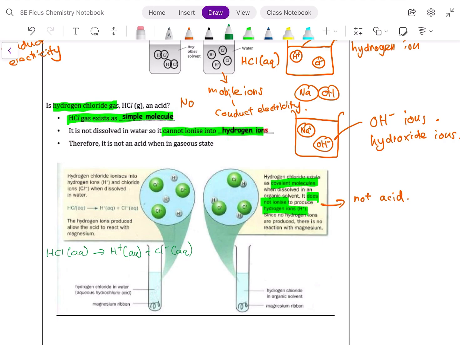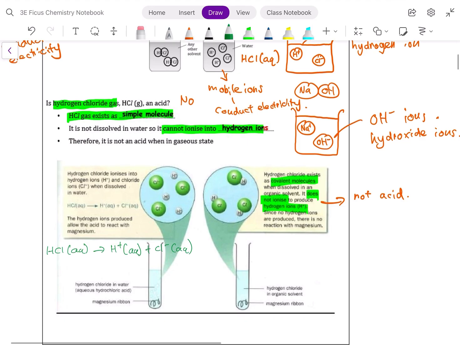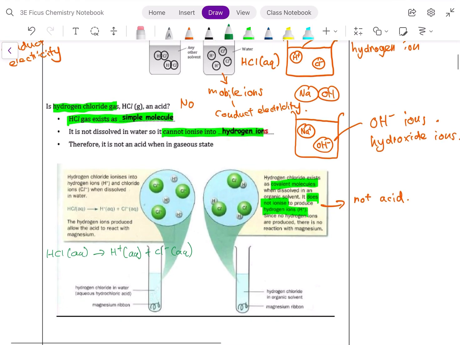Okay, so this is what happened. HCl aqueous breaks down into H plus and Cl minus aqueous. So this is the equation for the dissociation of HCl. But if you put it in any kind of solvent other than water, it will not dissociate. It will just remain as a simple molecule. Then there's no H plus, so basically it's not an acid.